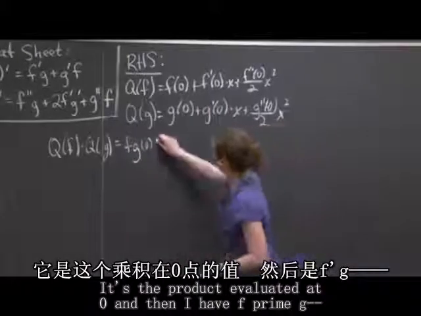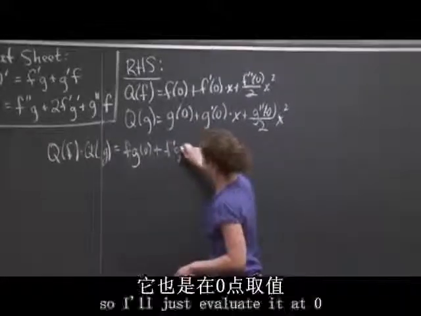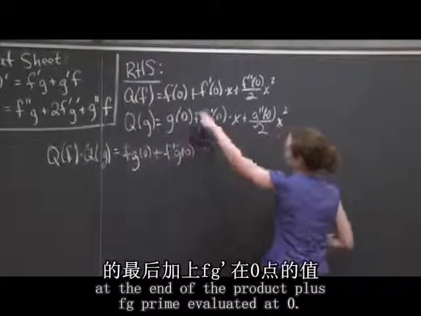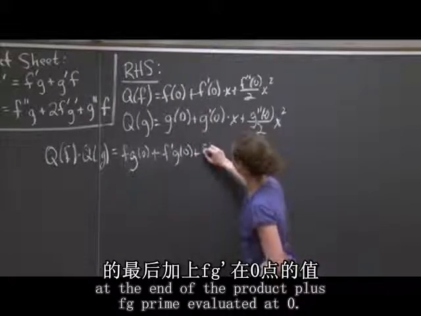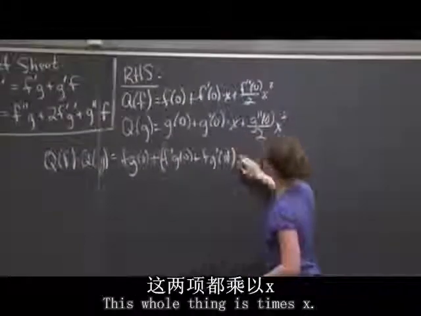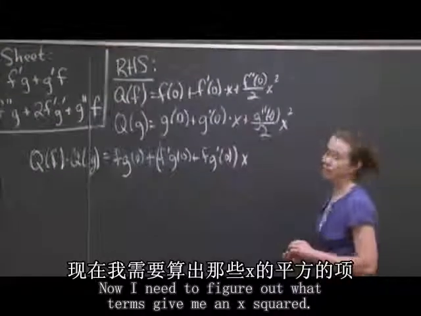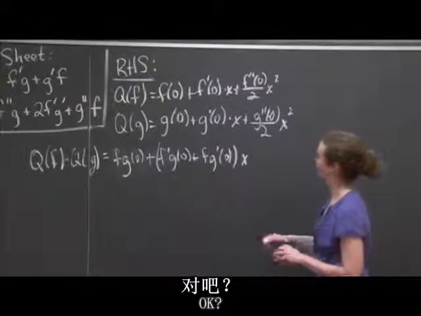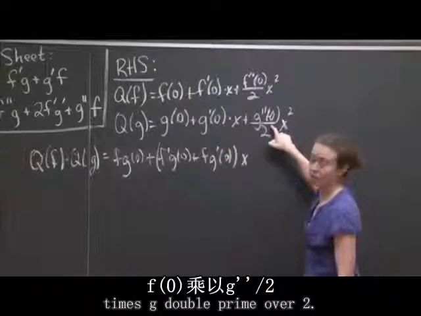And then I have f prime g. So I'll just evaluate at 0 at the end of the product. Plus fg prime evaluated at 0. This whole thing is times x. I get an x here, I get an x here. Now I need to figure out what terms give me an x squared. Okay? So the terms that give me an x squared are f of 0 times g double prime over 2.